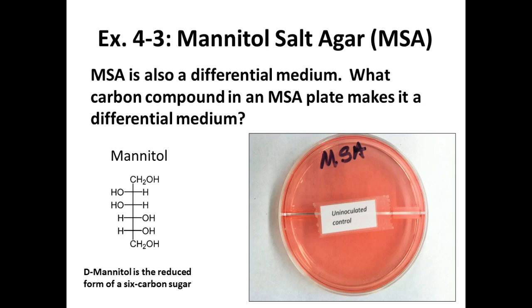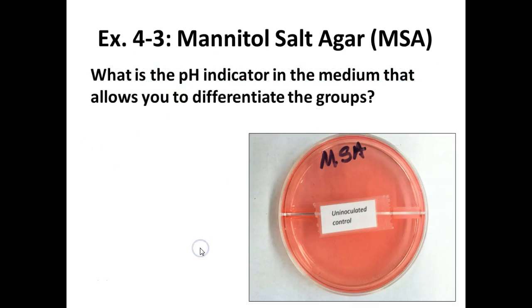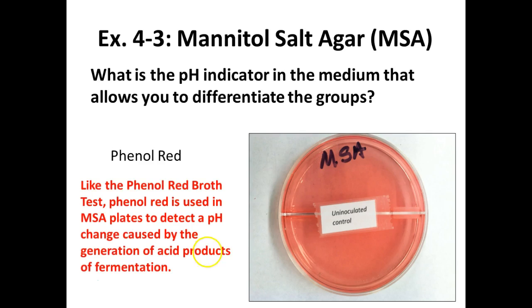So because we are looking at something that can change a pH, fermentation of a sugar results in the production of acid, right? Mannitol is a sugar alcohol which can be converted into a fermentable sugar, pyruvate, and be fermented, producing gases, alcohols, and acids. So in order to detect the pH change, what is the pH indicator in this media? This is phenol red. And this is just like the phenol red test we did, the broth tests we did. So we know the color changes for this one, don't we?